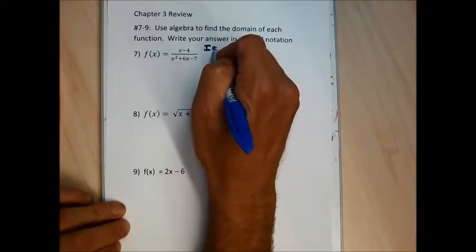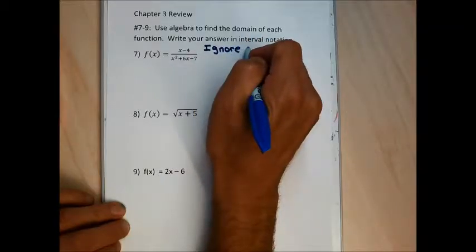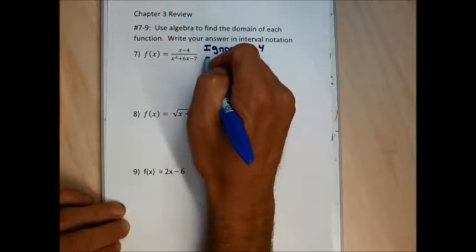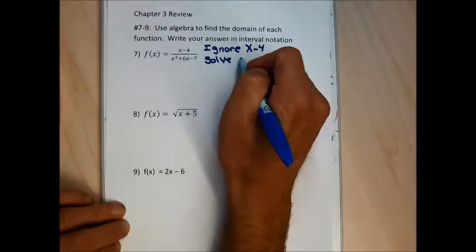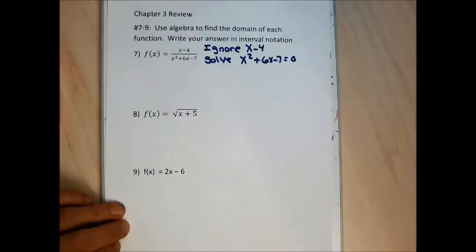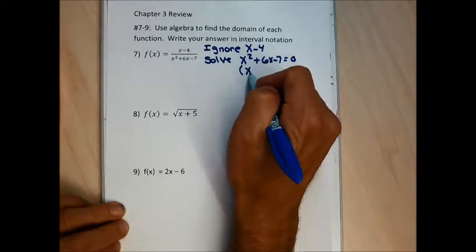So as I go to do problem 7, if I want to find the domain of that function, I'm going to ignore the numerator of x minus 4. The algebra that I'm going to need to do is I'm going to solve the denominator equal to 0. And then I'm going to do some work to figure out how to write my domain in interval notation. So I ignore the numerator to find the domain of a fraction. I solve the denominator equal to 0.